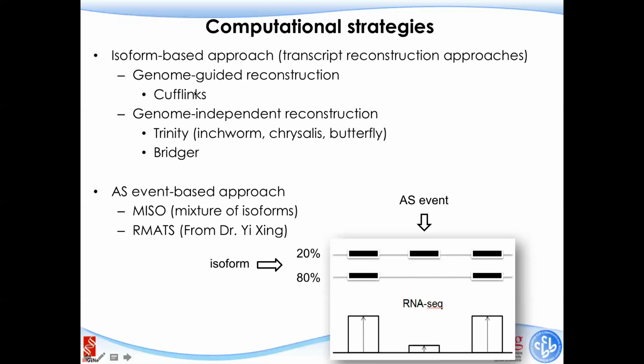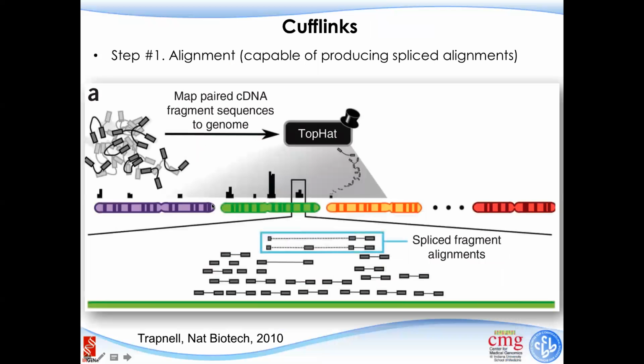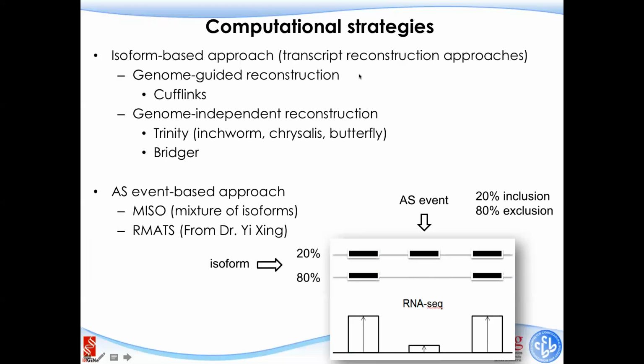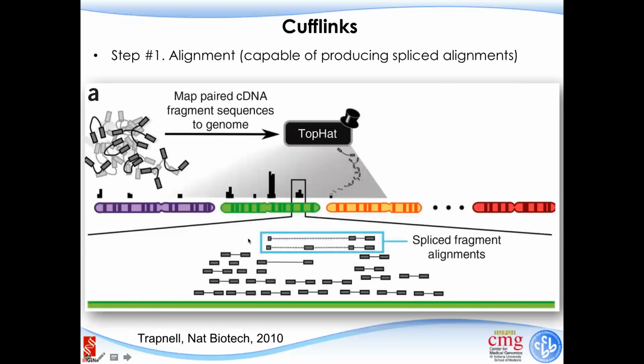For genome-guided reconstruction, there are some methods, but we will introduce Cufflinks today. And I will introduce 2 genome-independent reconstruction methods. One is named Trinity and the second Bridger. And there is another kind of method that treats this problem from a totally different angle, named the alternative splicing event-based approach. Rather than reconstructing all the isoforms, this kind of method focuses on the alternative splicing event. That means inferring the percentage of exon inclusion and exclusion for each exon. I will introduce the method MISO, mixture of isoforms, and another method which is very popular right now, rMATS from Dr. Yi Xing's group. So let's start with Cufflinks.